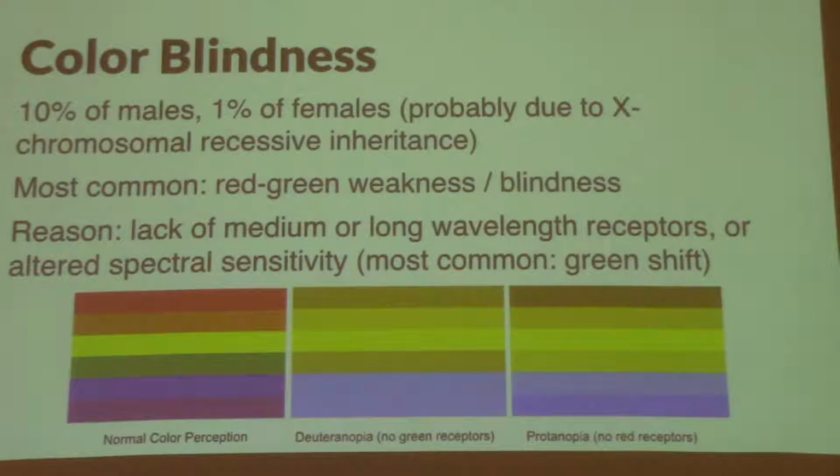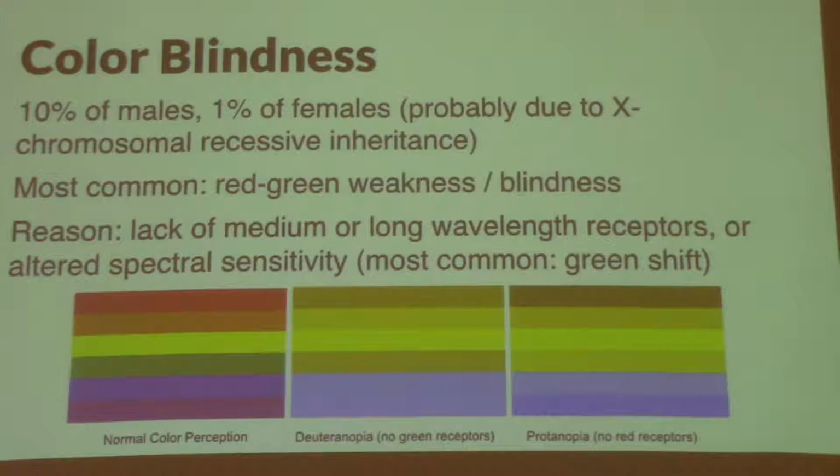When you design visualizations that use color, you should also think about color blindness. It's actually much more prevalent than you think. I can tell you right now that there are a couple of people in here that have at least a red-green color weakness. 10% of all males have a weakness in perceiving red-green colors, and 1% of all females. And this is probably due to X-chromosomal recessive inheritance.